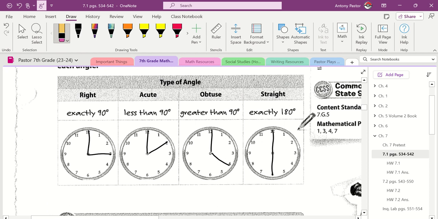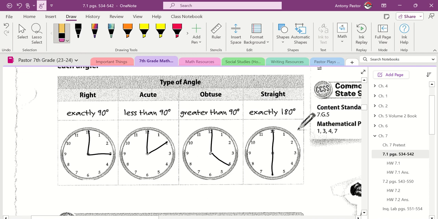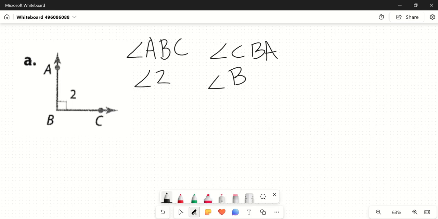What type of angle does that look like? So look at this one. See it? Look at these. What kind of angle is it? It's a right angle. Who can raise their hand and tell me what the dead giveaway was that indicated that this was a right angle?